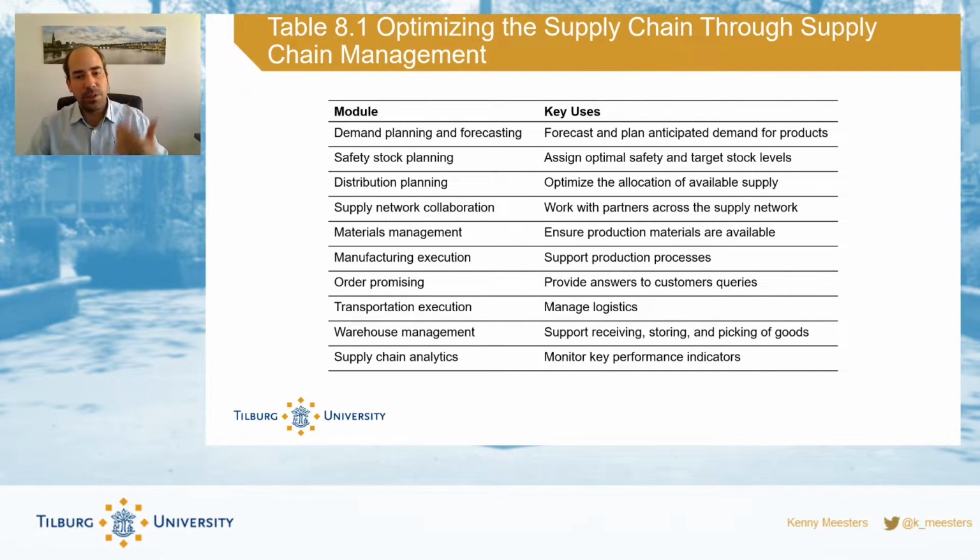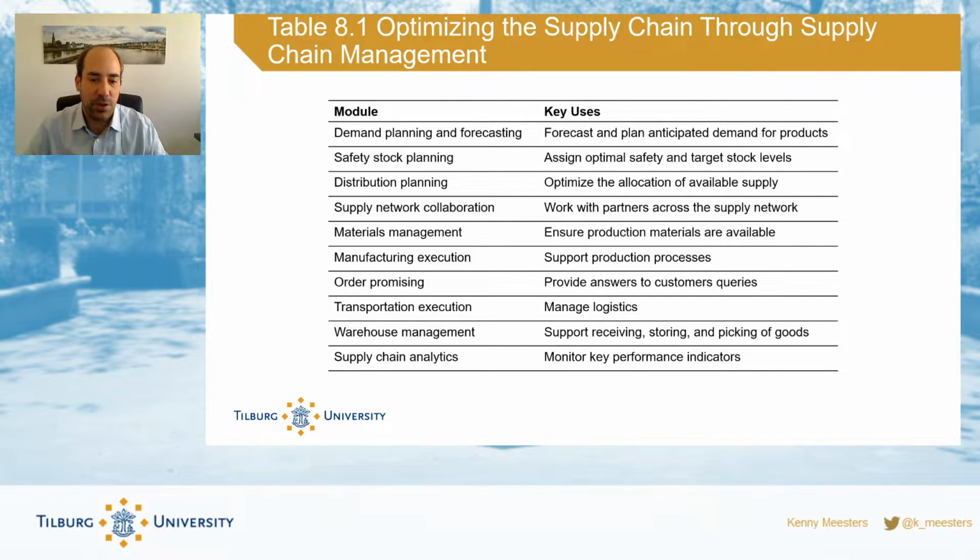So there's a lot of different systems that are being used for this. There is demand planning and forecasting. There is safety stock planning, distribution planning, all these different elements that are part of managing a supply chain. So these are all the kinds of choices you have to make. If you talk about safety stock, how much are you going to keep in your inventory as a buffer? If you talk about materials management, how much do you need to actually do the production? How much do you need? Where are you buying it from?